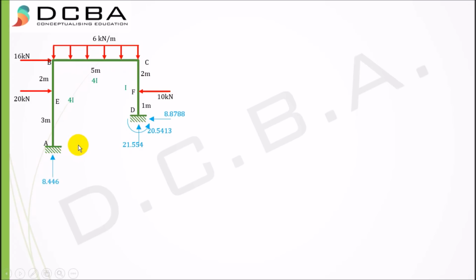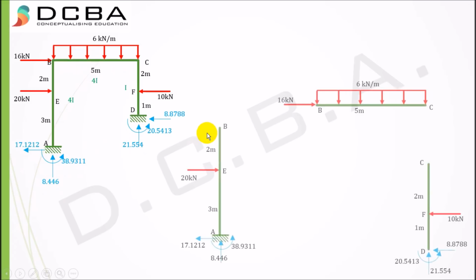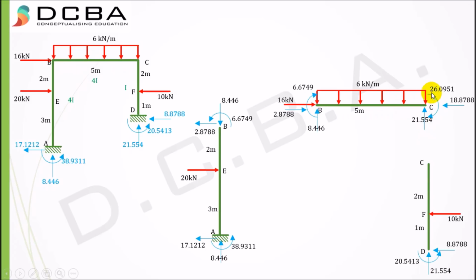Finding them using summation Fx, Fy and summation M equal to 0, I get 8.446, 17.1212 and 38.9311 kilonewton meter. Now you need to draw the bending moment diagram and shear force diagram, right? But before drawing the bending moment diagram, you again need to calculate all the reactions at every point, because you need those moments and reaction values to draw your diagrams. So finding the reaction values at point B, I get these values, translating them here, and finding the reaction values at point C, translating them here, and these are all your values.